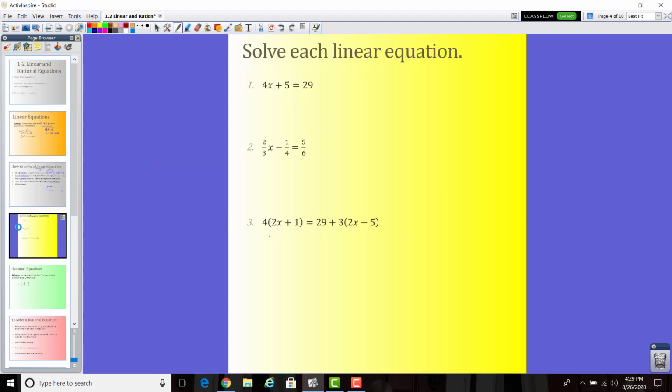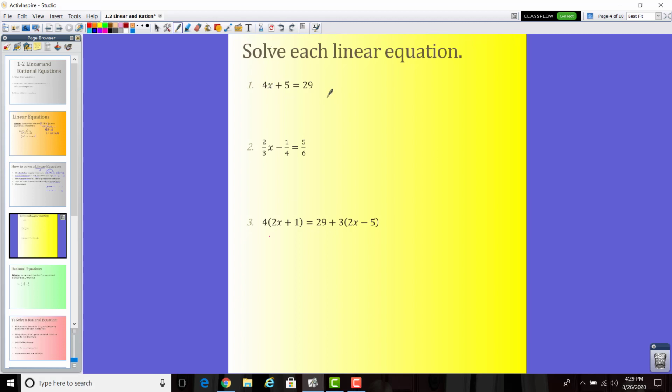So all of these examples are linear equations. All of them have, I've chosen x's, and all of those x's have an exponent of 1. So step 1, distributive property. There is none there. Step 2, combine like terms. Well, 4x plus 5, those are not like terms, so I can't combine them by addition. They have to stay two separate terms.